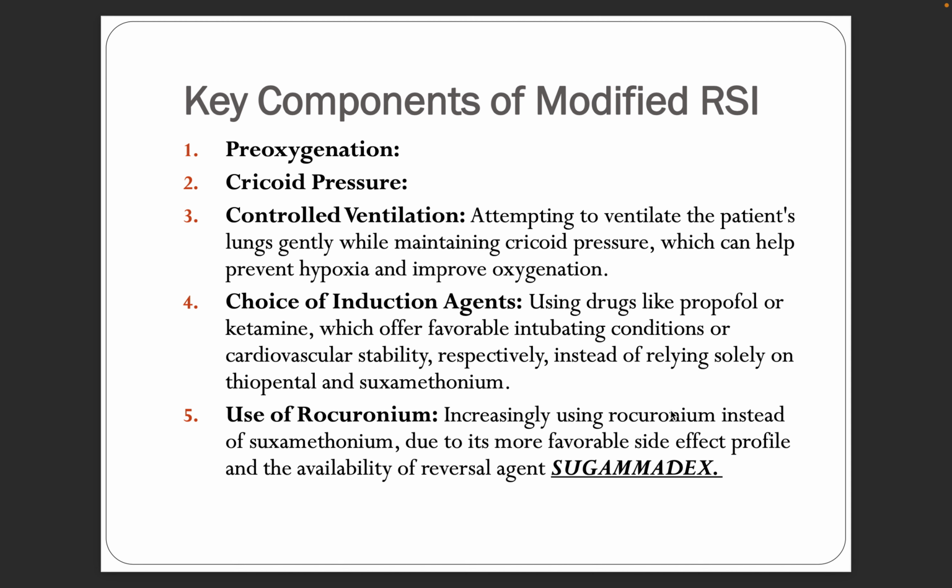But in this case, I would probably prefer ketamine and of course rocuronium instead of suxamethonium due to its favorable side effect profile. And the most important message I want to convey is the availability of the reversal agent for rocuronium in the form of sugammadex. Because sugammadex is available, probably my agent will be rocuronium and not suxamethonium.